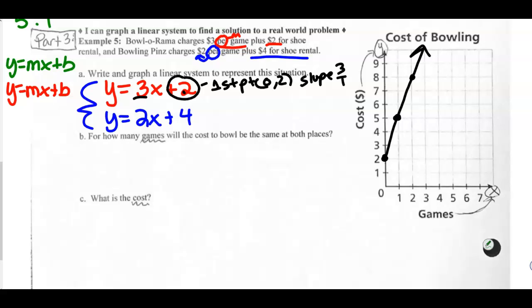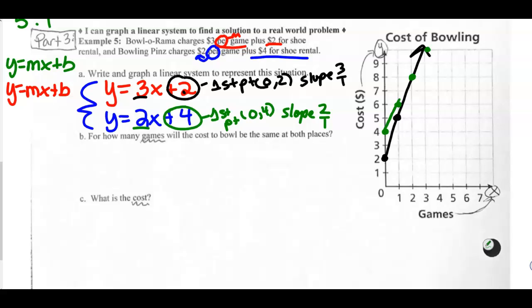Now for my second one, this is Bowling Pins. Again, I'm using the same thing. I'm graphing in slope-intercept form. My first point goes on the b, whatever's in that position in y equals mx plus b. So 0, 4, that's my first point. And then I'm going to use my slope, rise over run. My slope for this one is 2, so we make it 2 over 1. So I'm going to go up 2 over 1, up 2 over 1, up 2 over 1.